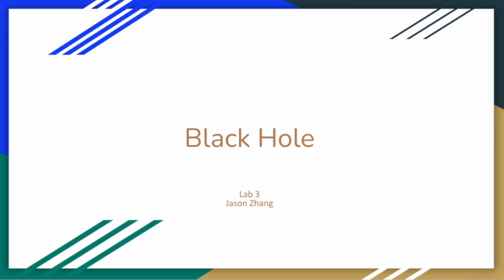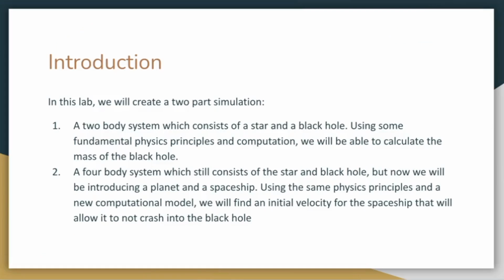Hey, my name is Jason Zane, and this is my black hole lab project for Physics 2211 at Georgia Tech. In this lab, we will create a two-part simulation. For the first part, we will have a two-body system which consists of a star and a black hole. Using some fundamental physics principles and computation, we will be able to calculate the mass of the black hole.